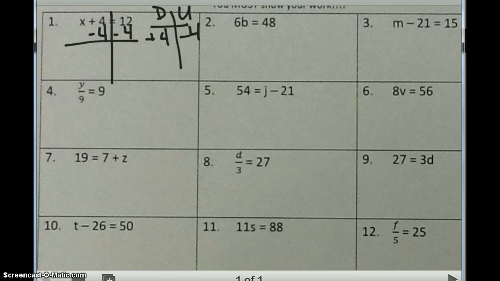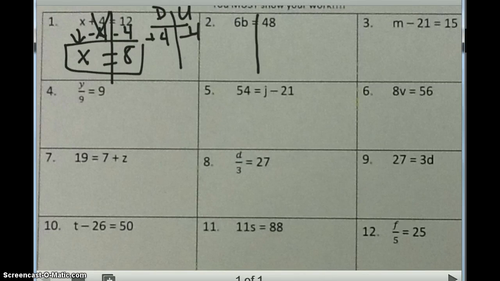So what happens when I do plus 4 minus 4? They go to 0. I can cross them out. I drop down my x, and I just get x plus 0, so I don't even have to write that. So x equals 8. And then that's it. Now I go back and think, okay, does that make sense? 8 plus 4, is that 12? Yes. Fabulous. Then I go over to number 2.